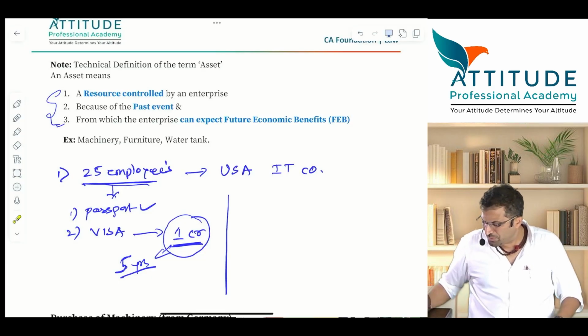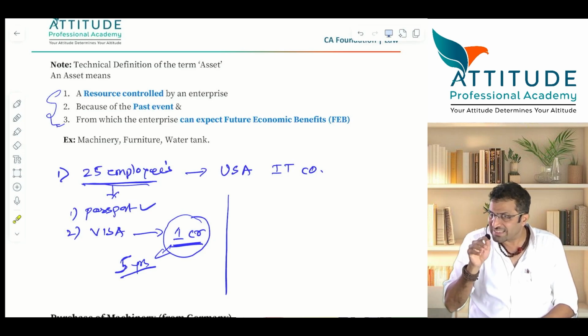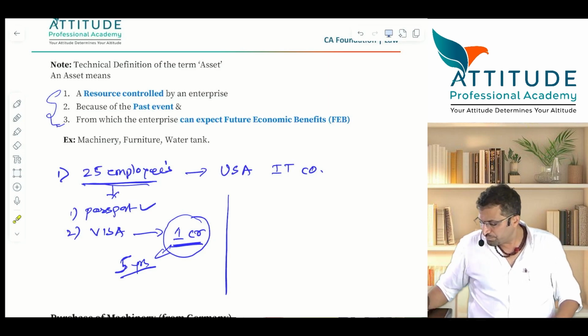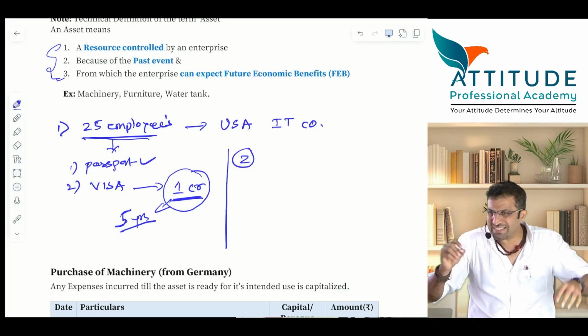Same example I'll give you. Guys, one thing you do, keep taking running notes. Whatever examples I'm giving, these are my own examples here. So take a running note. At least the examples you can note down. Okay. Second example. Now same example I'll take.